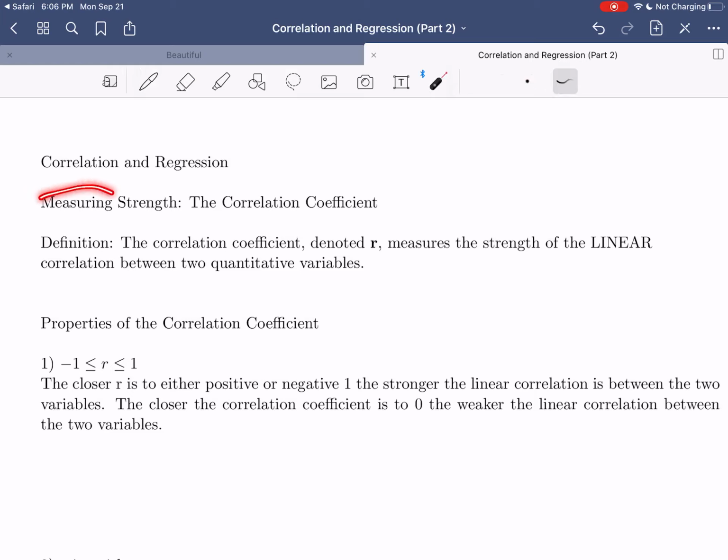So the way we're going to be measuring the strength in our class is what is called the correlation coefficient. So the definition, the correlation coefficient, which is denoted using the letter R, measures the strength of the linear correlation between two quantitative variables. So the key thing to keep in mind here is that the correlation coefficient, first of all, its variable name is R, so the letter we'll be using is R, and the second thing is that it measures the strength of a particular type of correlation, linear correlation. So the correlation coefficient tells us about the linear correlation between the two quantitative variables.